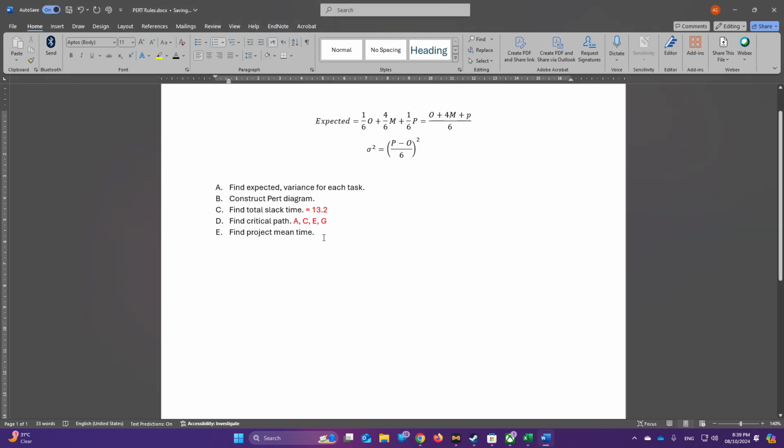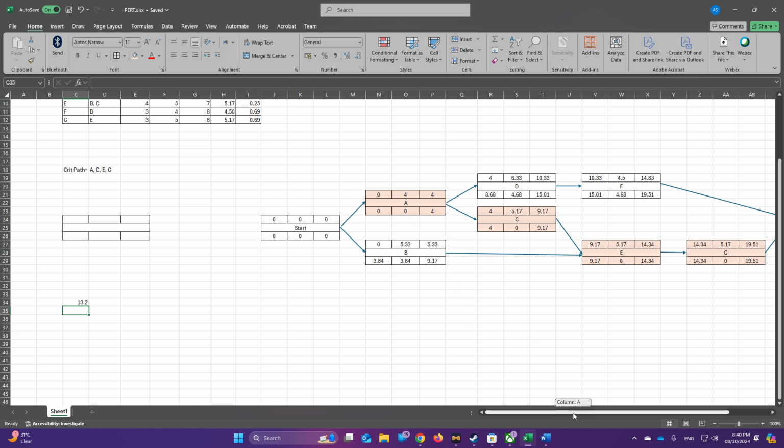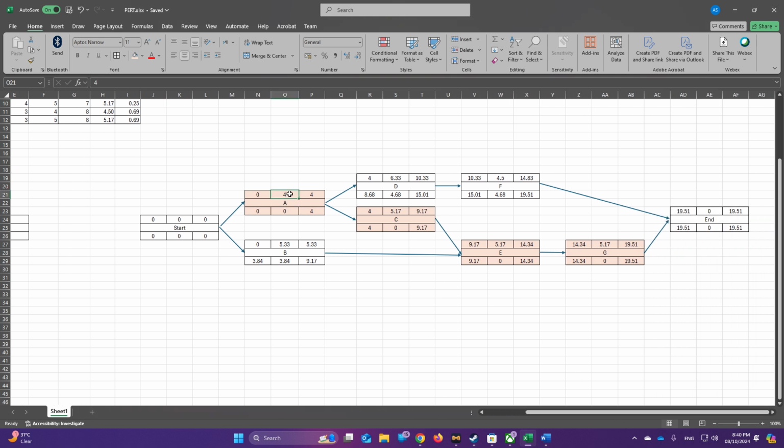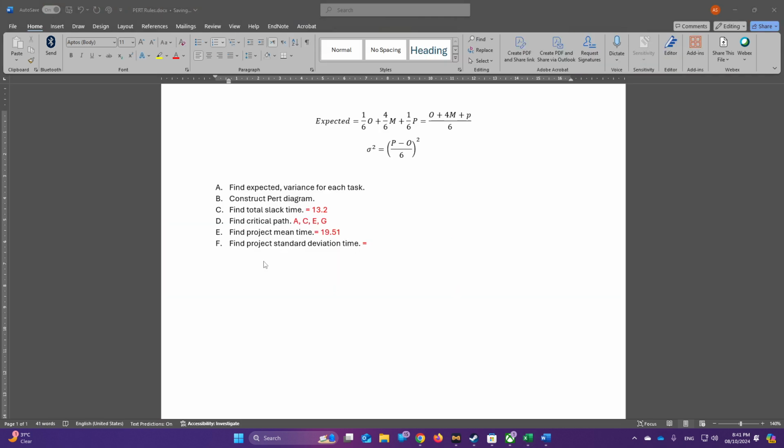Now for this question, we need to find the project mean time. To find the project mean time, you basically need to find the duration. To find the expected duration for each critical node, and we find the total. So if we go back here, what do we have here? We have 4, 5, 5.17, 5.17. You find the total, and this will give you the mean time.